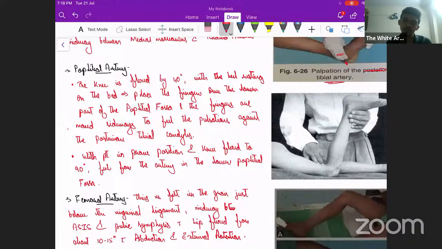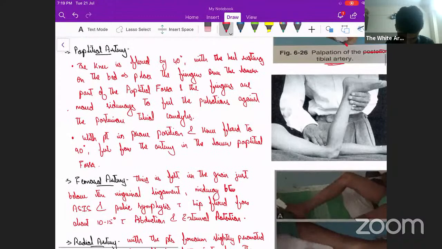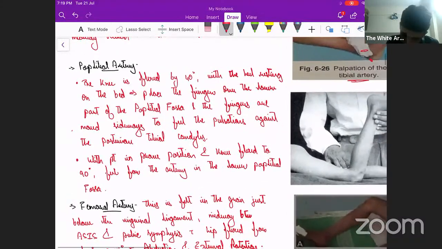One more method is to put the patient in prone position and make him bend the knee 90 degrees. Again, at the lower end of the popliteal fossa, try to palpate. So that is what is mentioned: the knee is flexed by around 40 degrees with the heel resting on the bed. Again, this will relax the muscles.